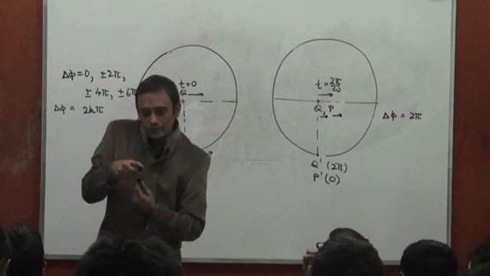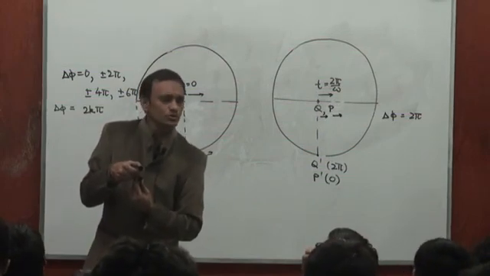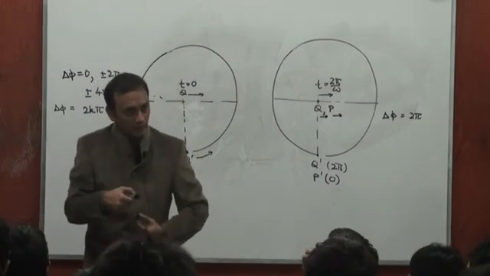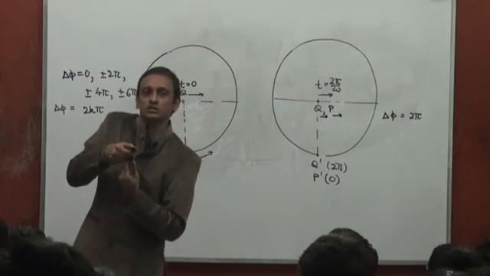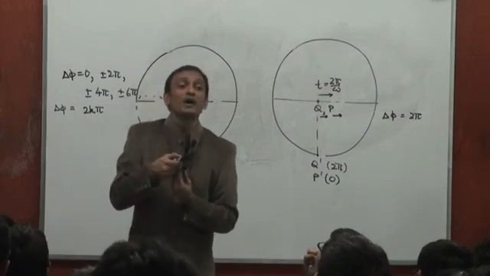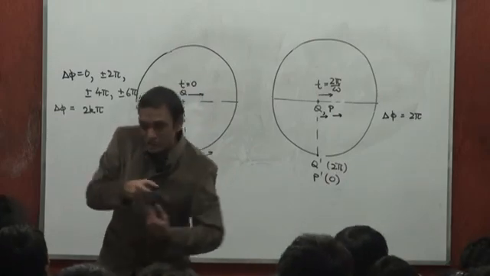Mathematically, I could say that the phase difference between the two oscillators could be 0, or could be 2 pi, or could be 4 pi, or could be 6 pi. It does not matter. It's the same thing. A phase difference of 0, 2 pi. And whenever the phase difference between two particles is 0, 2 pi, 4 pi, etc., we say that the two particles are in phase with each other.